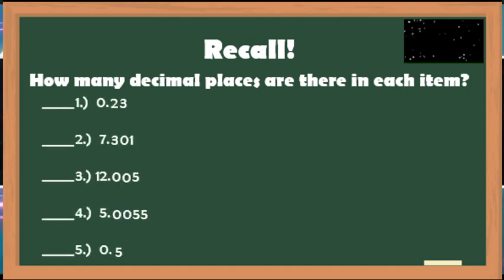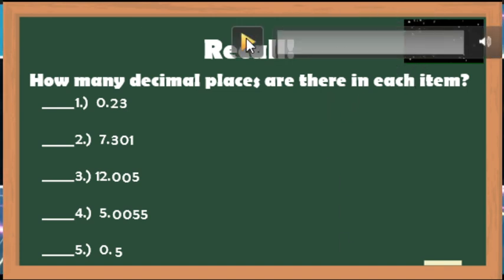Let me read them first. Number 1, 23 hundredths. Number 2, 7 and 301 thousandths. Number 3, 12 and 5 thousandths. Number 4, 5 and 55 ten thousandths. And number 5, 5 tenths. I will give you 10 seconds to answer this. Timer starts now.